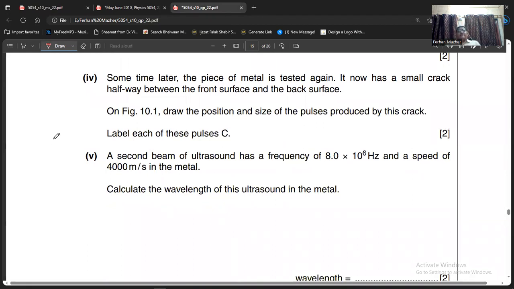Sometime later, the piece of metal is tested again. It now has a small crack halfway between the front surface and the back surface. In figure 10.1, draw the position and size of the pulses produced by this crack. Label each of these pulses C.